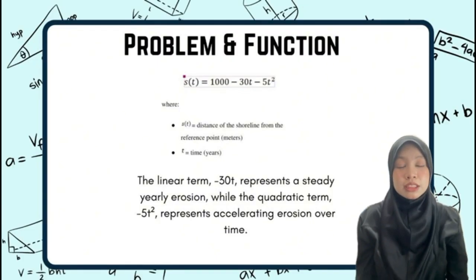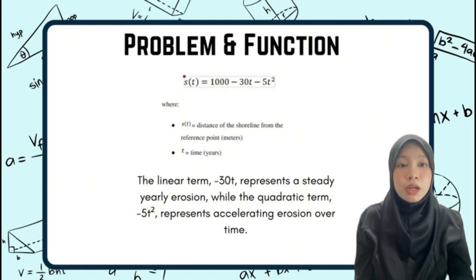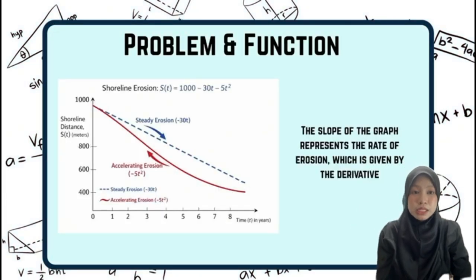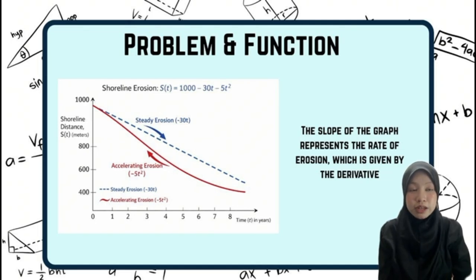We can model the shoreline distance from a fixed reference point, such as a nearby road, using the function. Steady erosion comes from the linear term, minus 30t, which means every year the shoreline moves 30 meters closer inland. And this erosion rate is constant, while the curved line represents accelerating erosion coming from the quadratic term, minus 5t squared. This means as time increases, erosion becomes faster and the shoreline retreats more rapidly each year.